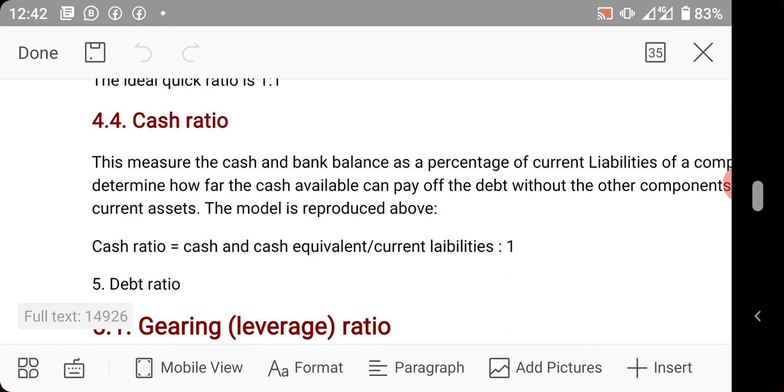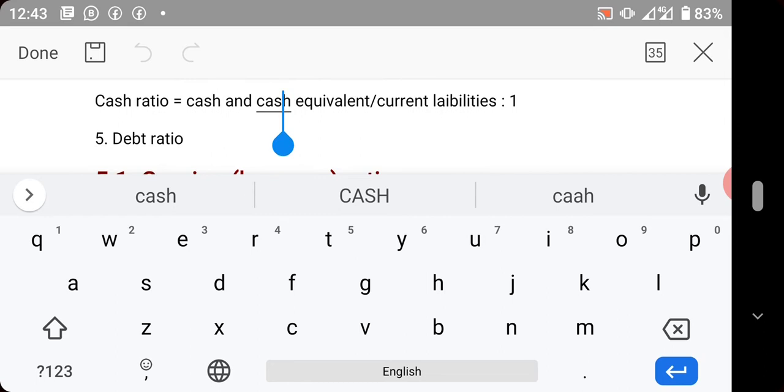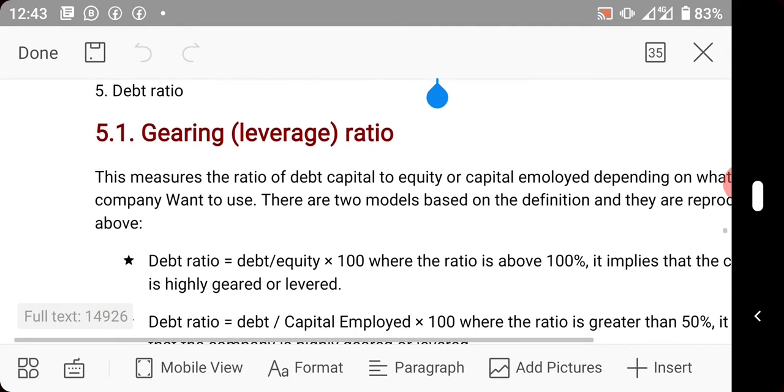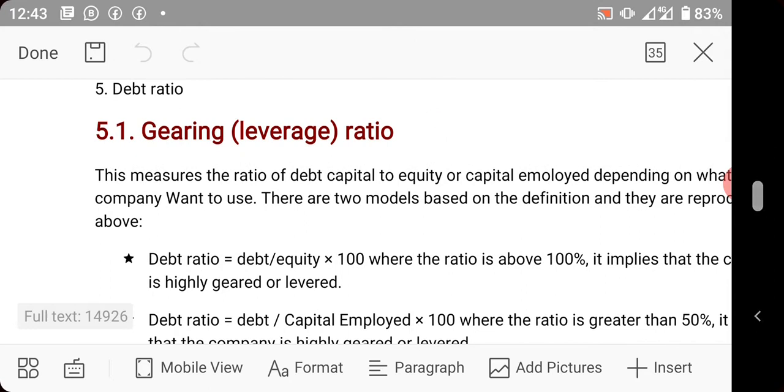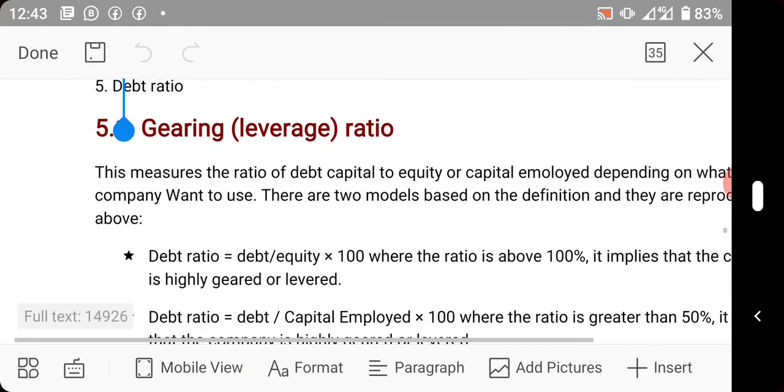It measures how far our cash and cash equivalents can retire our falling obligations before we attempt to sell other components of the current assets. So the formula is current cash and cash equivalents divided by current liabilities, to 1. We now have gearing, or leverage, the debt ratio, which is how we measure the gearing ratio.